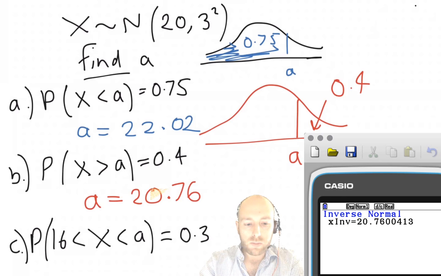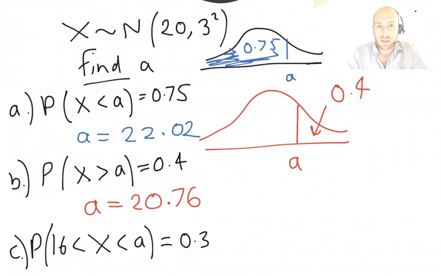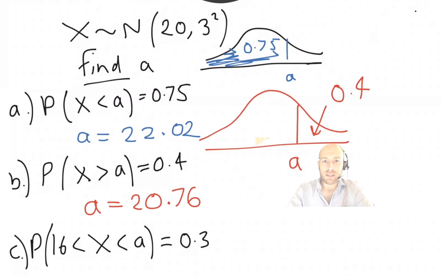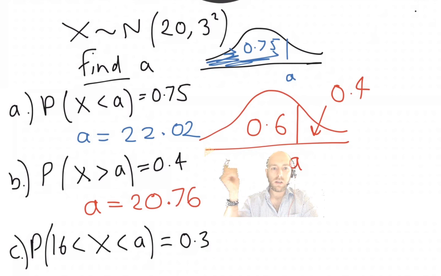Okay, with the ClassWiz, because the ClassWiz only does less thans, we have to work out how to turn this into a less than question. It's not actually that hard. So the greater than a probability is 0.4. Therefore, the less than a probability, this bit that I'm inside right now, is going to be 0.6 because it has to add up to 1. So we can put 0.6 in there, and then you could do that on the ClassWiz. You could type in 0.6. Everything else is the same as before. Hit equals, and you'll get the same answer.